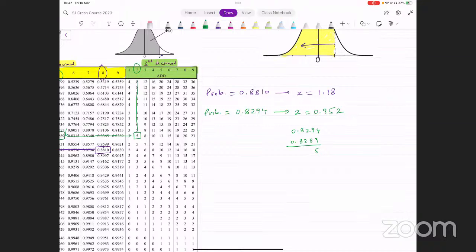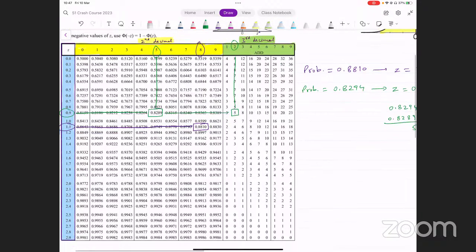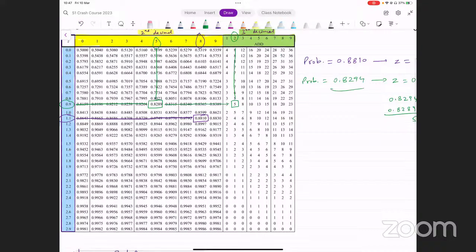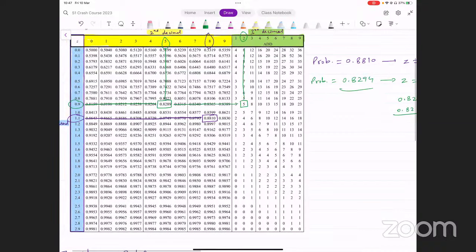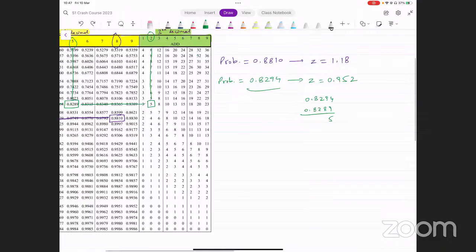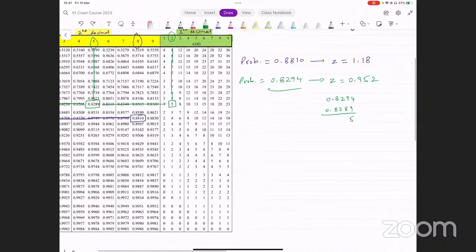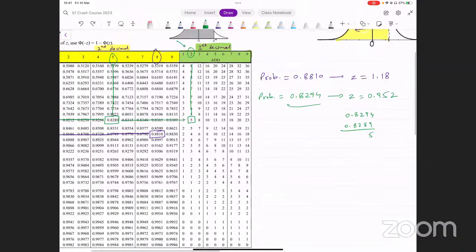Okay. So if you can't find the exact value from the table, what you do is you take the smaller value, the value that's immediately smaller than this. So that's 0.8289 here. You get the first and second decimal place of Z from that, which were 0.95 in this case. And then you see how much more you need to add to this value. So 0.8289. If you add 5 to the last digit here, that would give you 8294. And that gives you the third decimal place of Z, which is 2.